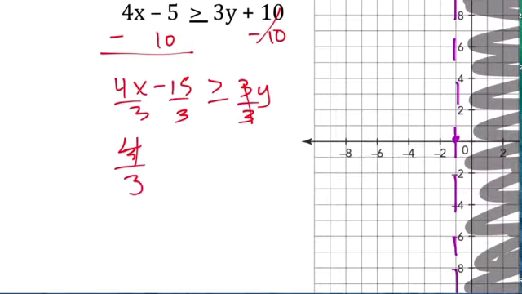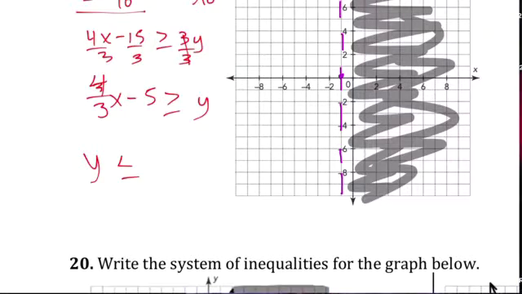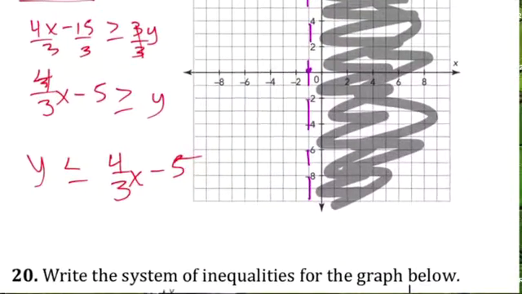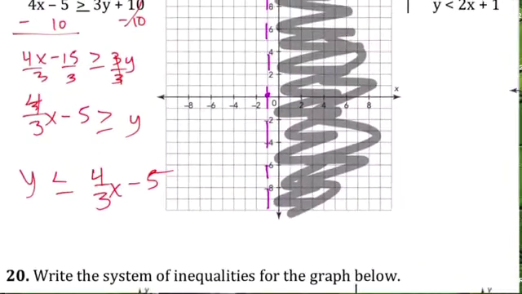Four over 3x minus 5 is greater than or equal to y. So this is y is less than, because I divided by a positive, nothing changes. Starting at negative 5, go up 4 over 3, and or down 4 over 3. Connect the dots.